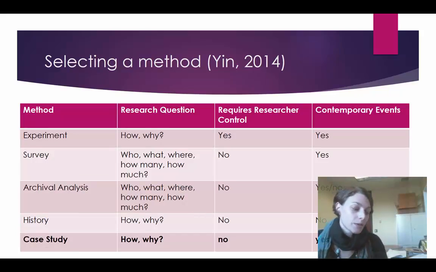So Yin starts with a research question as a way to help determine what type of study to conduct. He has this nice handy table to help us decide, based on our research question, whether or not the researcher has any control or whether the phenomenon of interest is contemporary or not. So he identifies case study as being the appropriate research methodology for questions that begin with how or why, that don't require any control from the researcher and are contemporary.